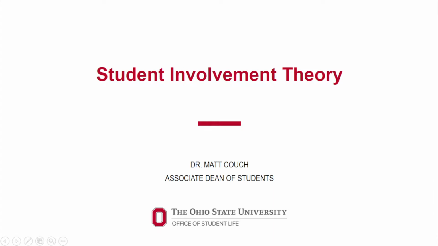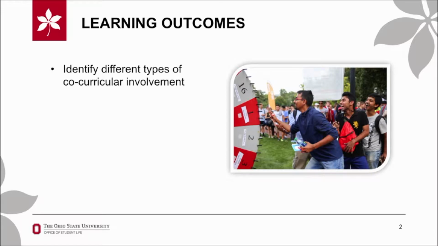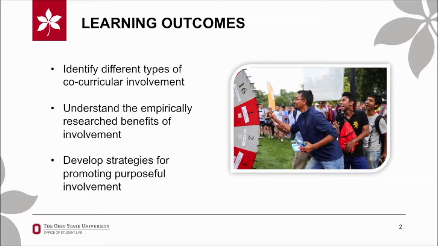In this module, we'll explore one of the most significant aspects of student development that leads to successful outcomes: student involvement. By the end of this session, you'll get an introduction to student involvement theory and be able to identify different types of co-curricular involvement that lead to positive outcomes for students. You'll have a working understanding of some of the empirically researched benefits of co-curricular involvement, and you'll start to develop strategies for promoting healthy, purposeful involvement for the students in your life.